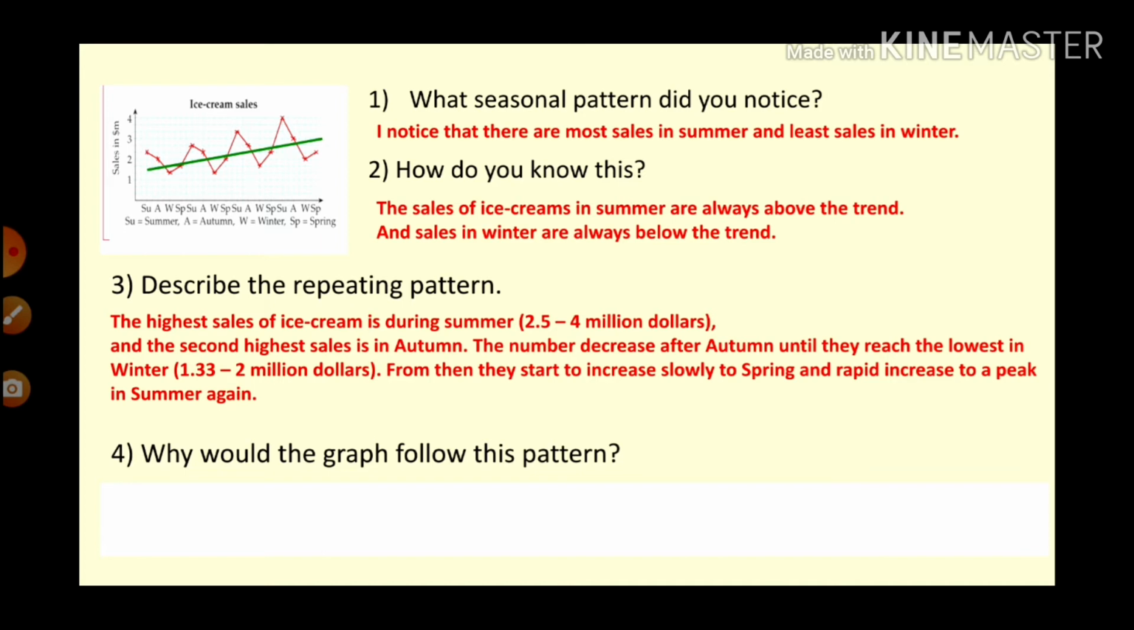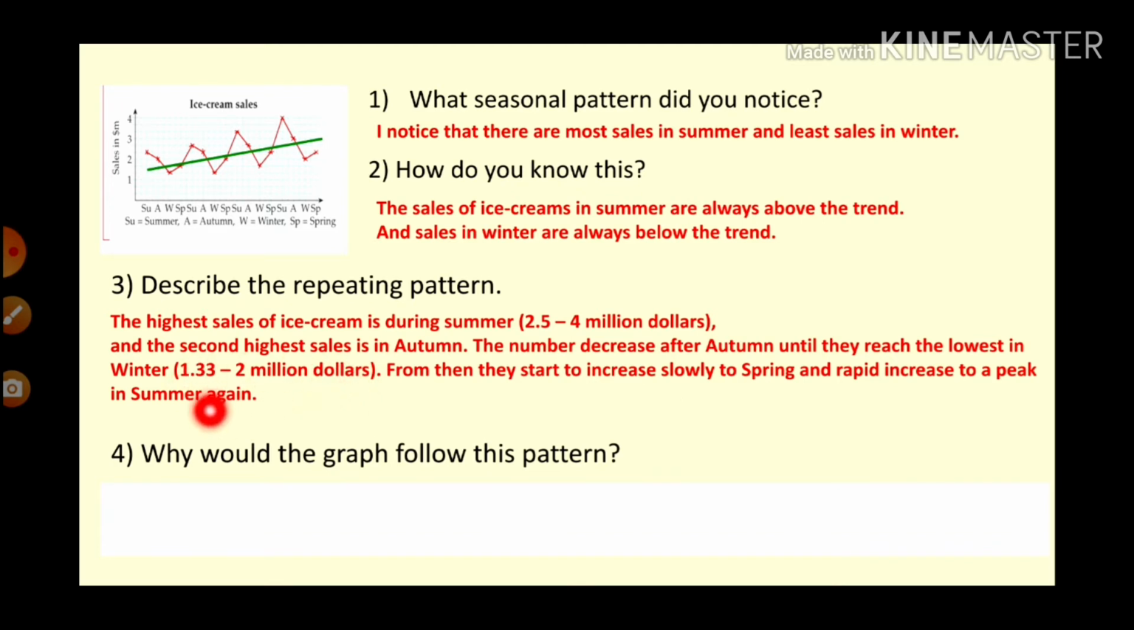Where did I get 2.5? Okay, if I look at the summer, it's around here, 2.5. And over here, it's at 4. Okay, so there you go. There's my value. And the second highest is in autumn, right? The number decreases after autumn until they reach the lowest in winter.